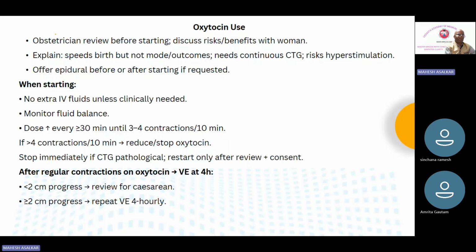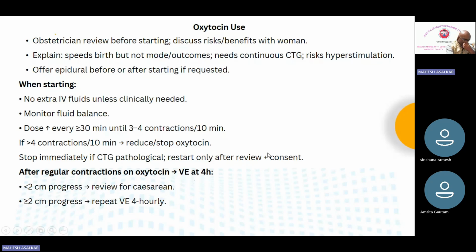After regular contractions on oxytocin, vaginal examination is to be done at 4 hours. Okay. So sometimes they'll give you the scenario. So this was the initial situation. Then the oxytocin is started. Then what will you do? So the next PV will come after 4 hours.